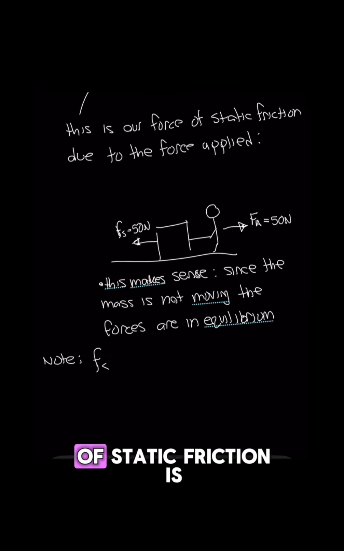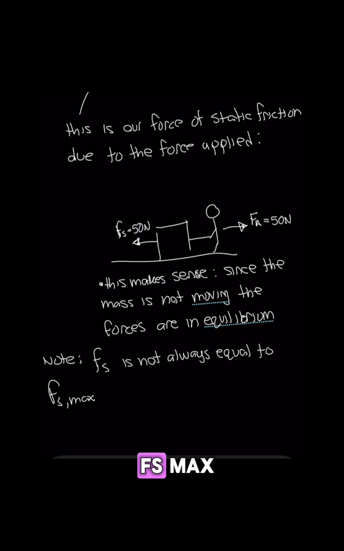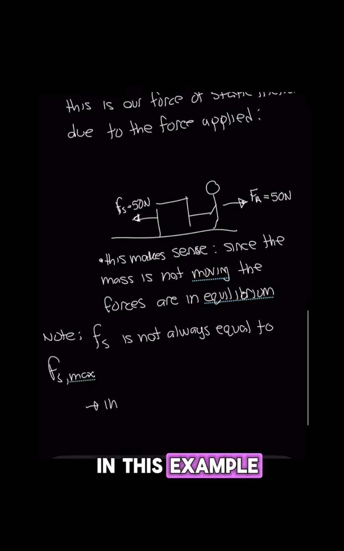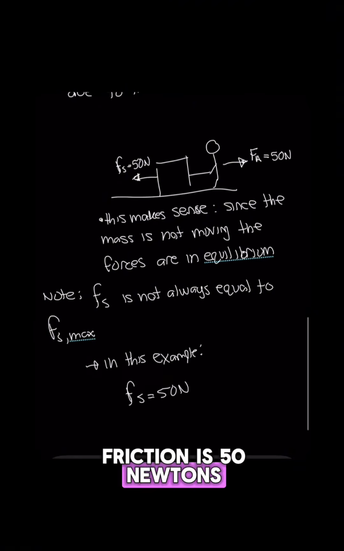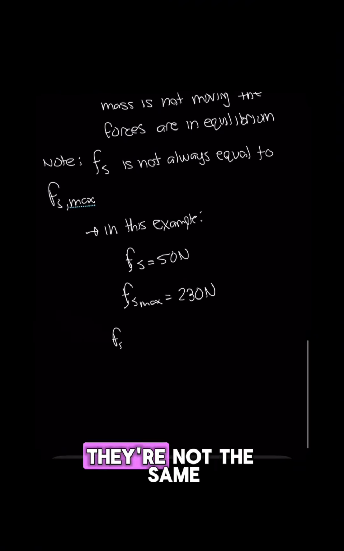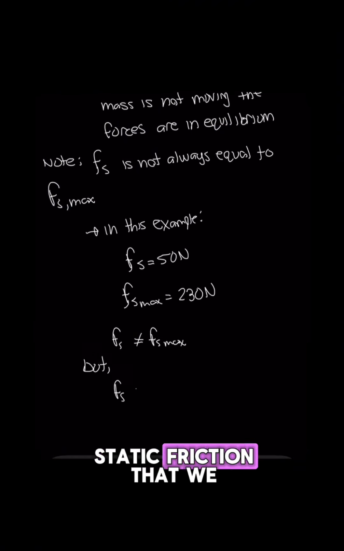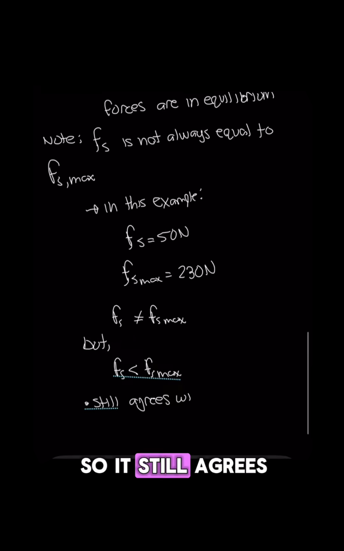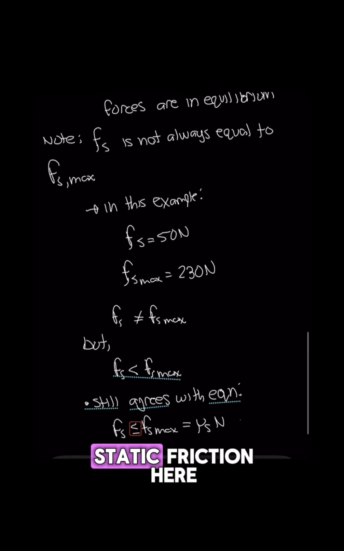Note, the force of static friction is not always equal to Fs max, and that's just what I wanted to show in this example. Our force of static friction is 50 newtons, and Fs max is 230 newtons. They're not the same, but the force of static friction that we found is less than Fs max, so it still agrees with the equation for static friction here.